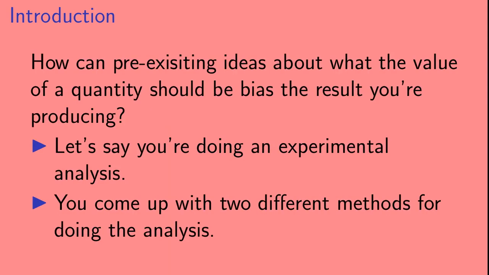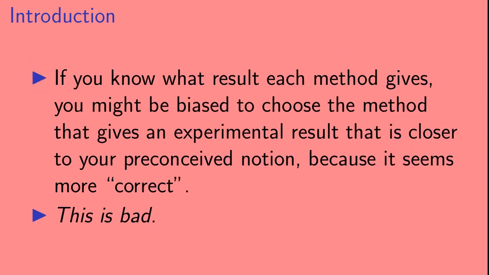How can pre-existing ideas about what the value of a quantity should be bias the result you're producing? Let's say you're doing an experimental analysis. You come up with 2 different methods for doing the analysis. If you know what result each method gives, you might be biased to choose the method that gives an experimental result that is closer to your preconceived notion because it seems more correct. This is bad.